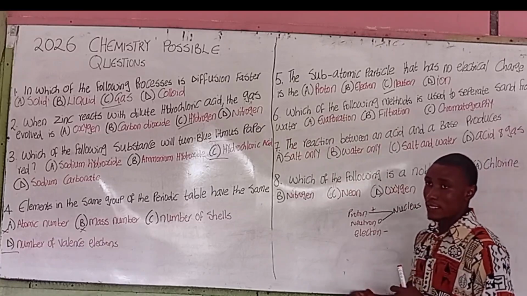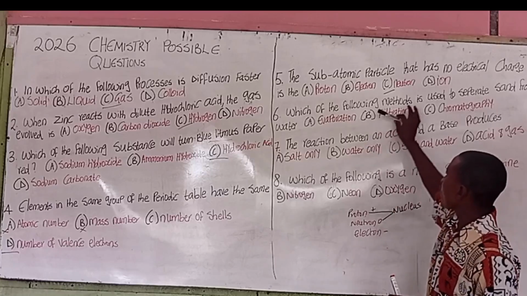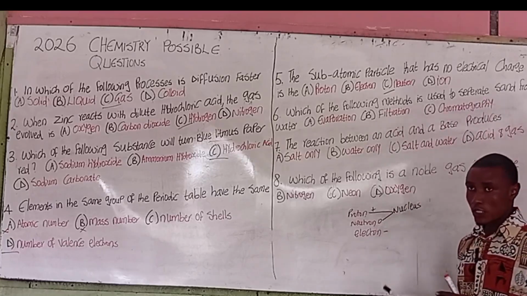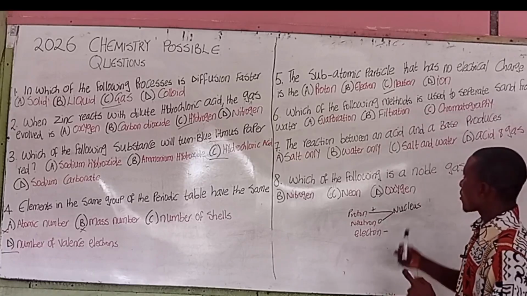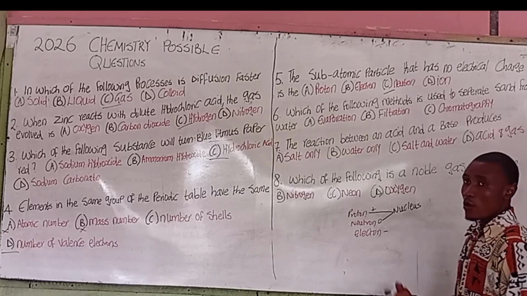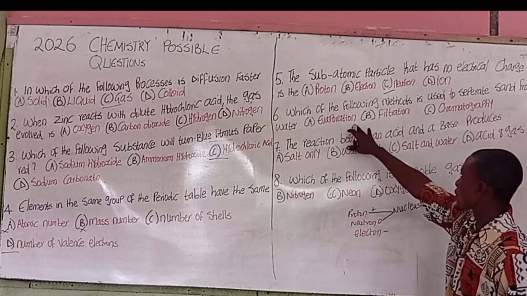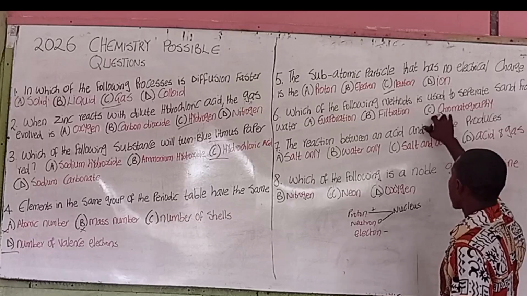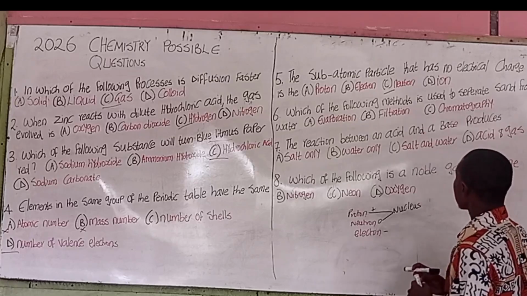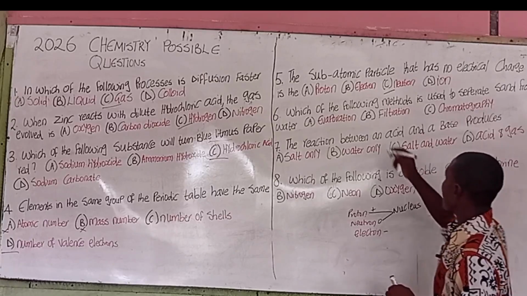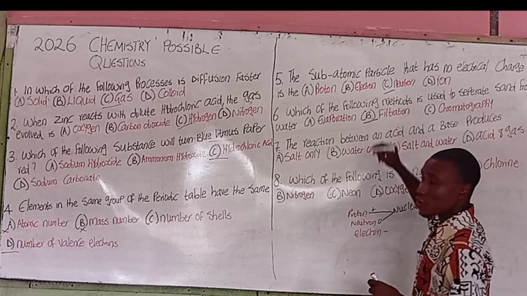So we have question number 6. Question number 6 says, which of the following methods is used to separate sand from water? So when you put sand in water, which of the following methods is used to separate the sand from water? We have option A, evaporation. Option B, filtration, and option C, chromatography. The correct answer there is filtration.